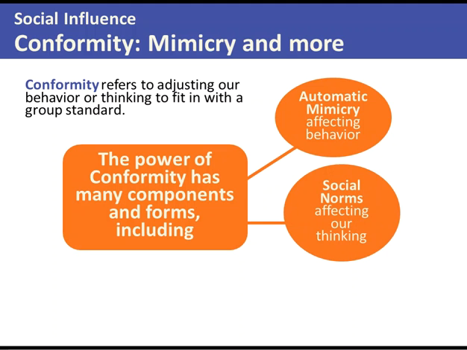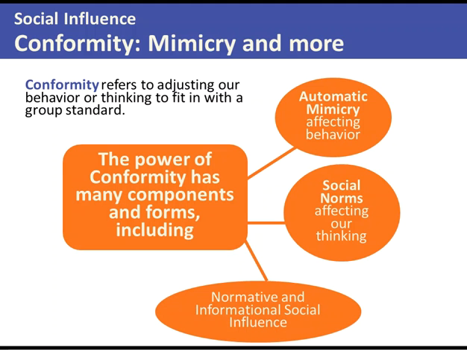Social norms affecting our thinking. The norms that have been established as part of a group will influence the way that we behave or think about things in our day to day actions. And then we have normative and informational social influence. We'll see a little bit more about this in a moment, but the idea is that these factors, all the way from normative and informational social influence to automatic mimicry to social norms, are components of conformity.